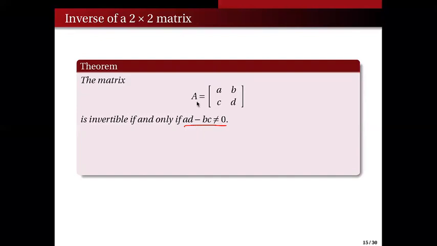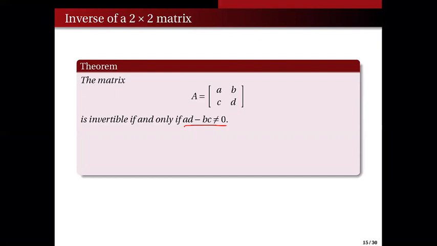Conversely, if you have a 2 by 2 matrix such that this condition holds, then your matrix A should be invertible. So at least we have a criterion on how to determine whether a 2 by 2 matrix is invertible or not. You just have to calculate this quantity here.